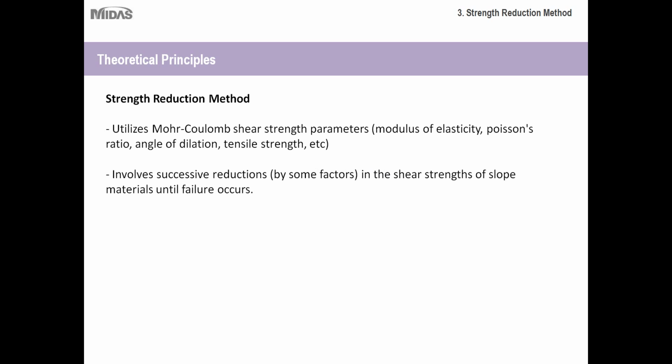So the strength reduction method utilizes these successive reductions. In other words, what happens is it increases the forces acting on the slope until the slope fails. So what it does is it pushes the slope to its breaking point, and then it calculates the minimum factor of safety from the forces determined.